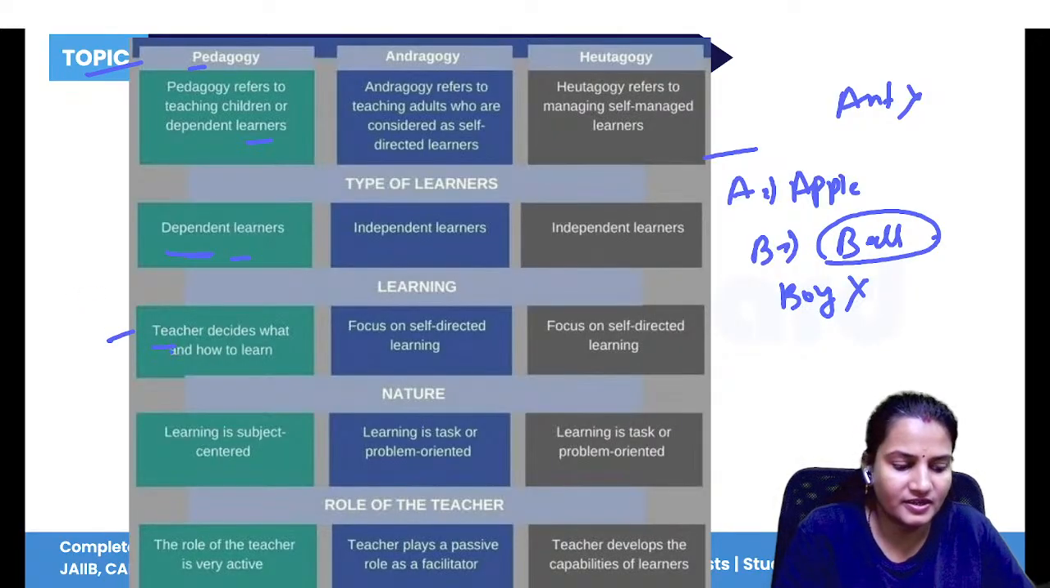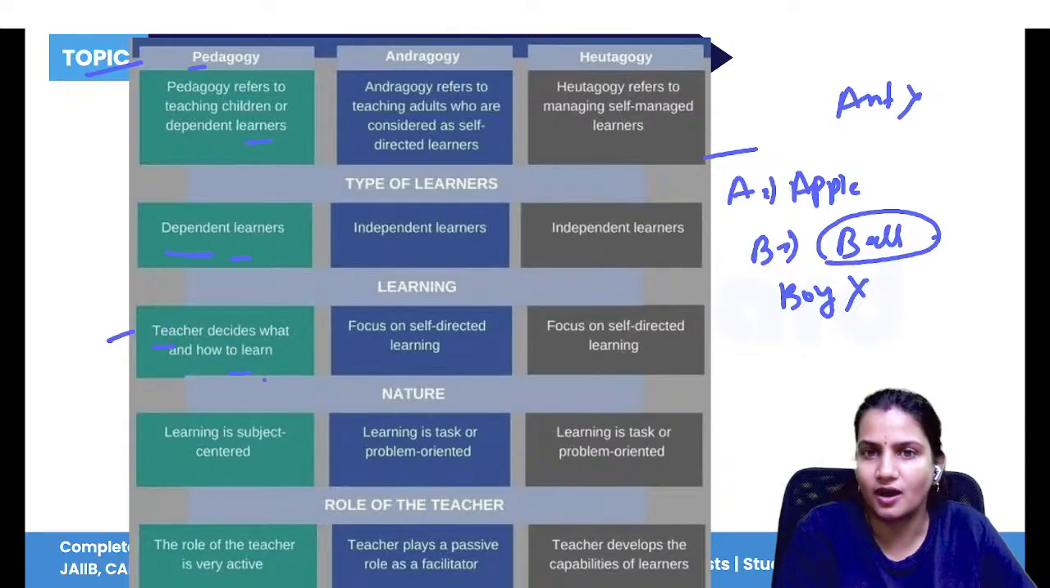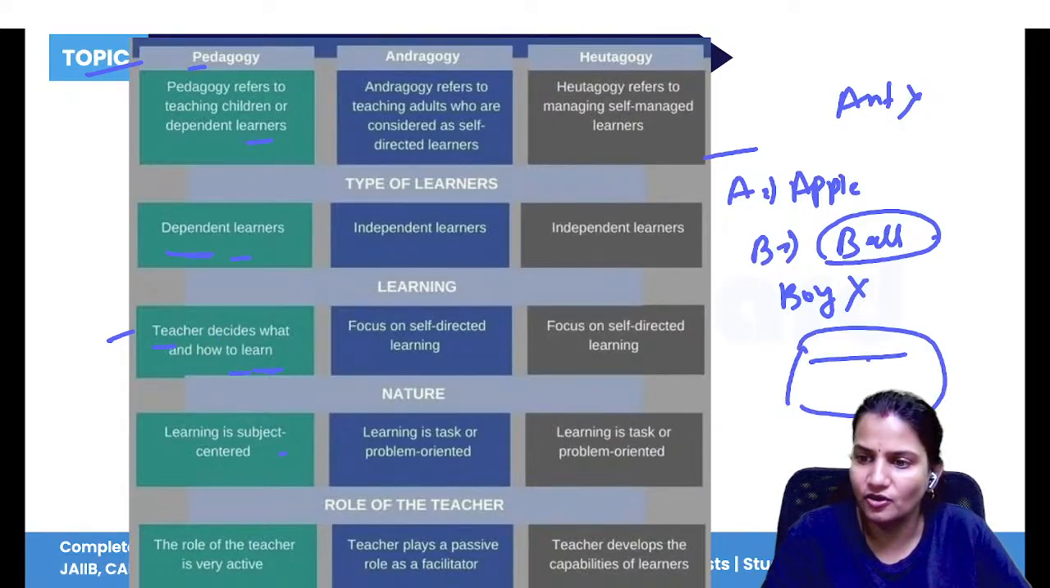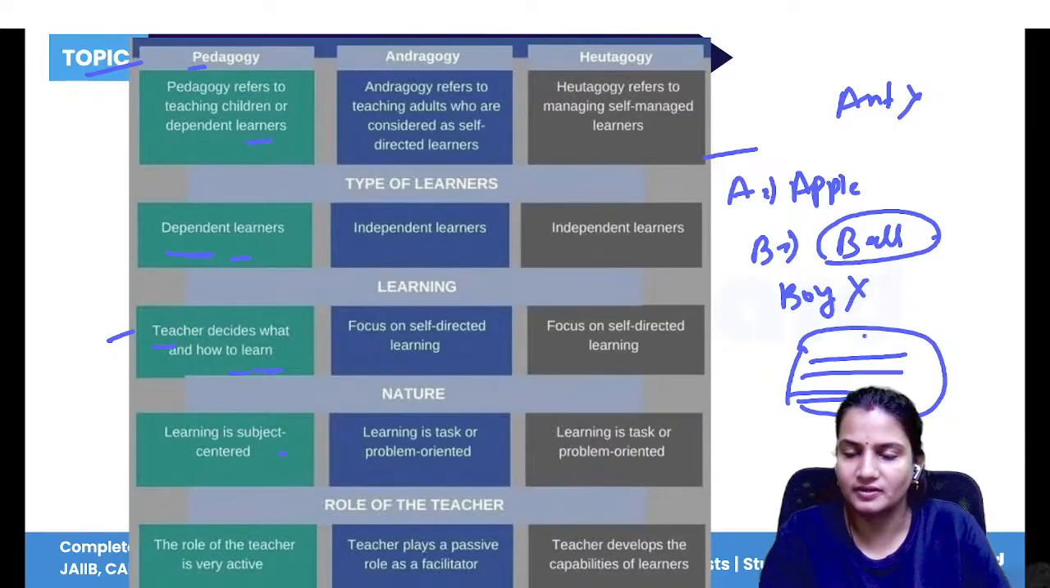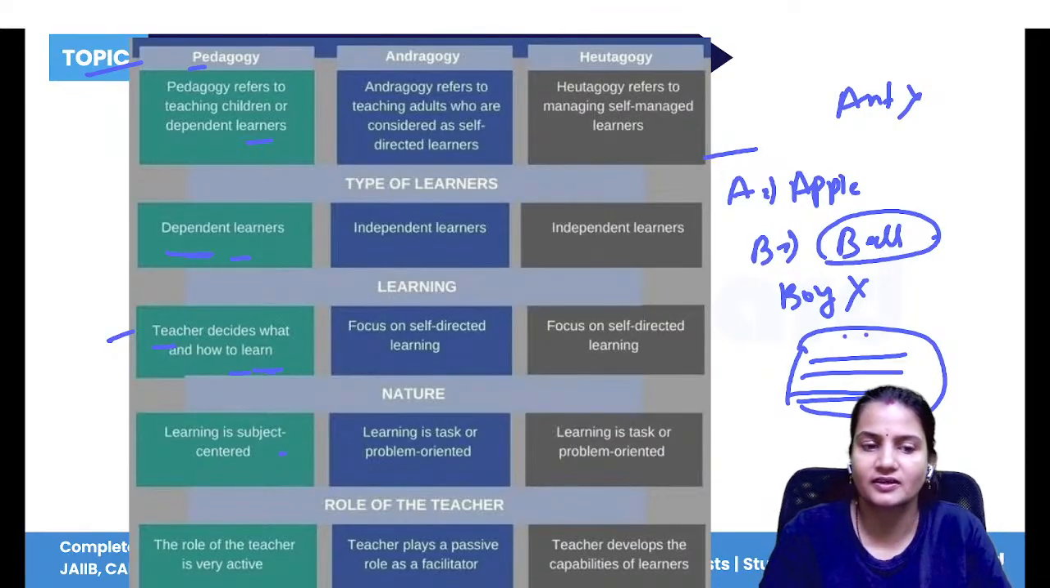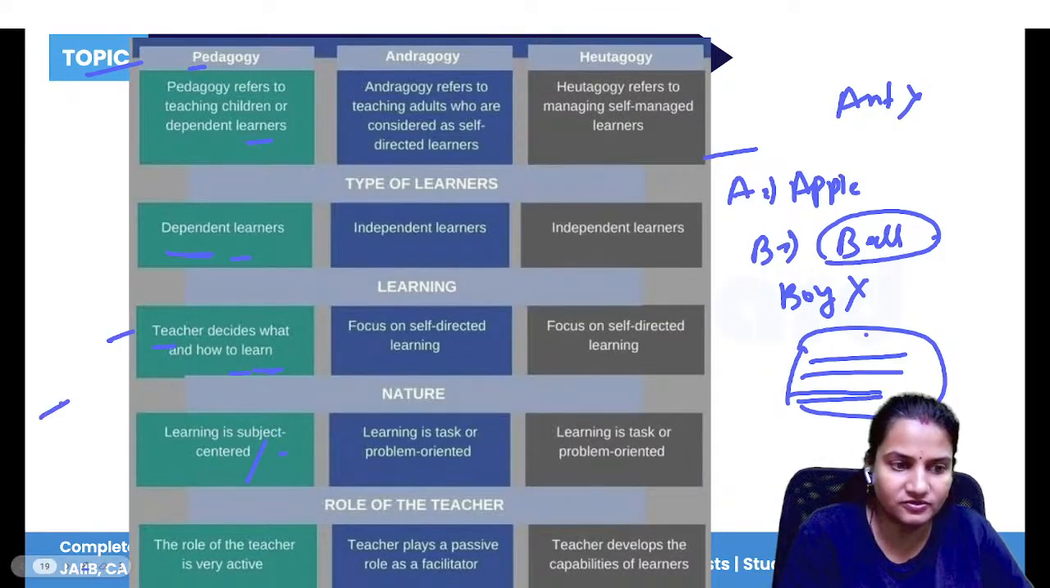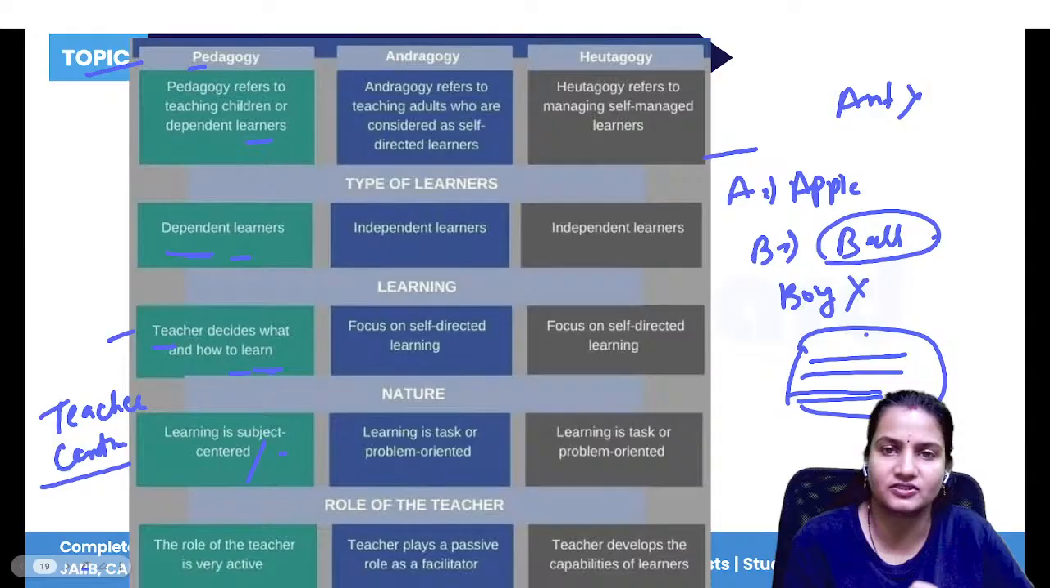Now, here the teacher decides what to teach, what to learn, how to learn, and students learn in that way only. Learning is subject centered, meaning whatever is given in your book, you have to read that only. The teacher will help you to read that. That is subject centered. So here we can say subject centered and also teacher centered, because the controlling power is with the teacher. And the role of the teacher is very active.